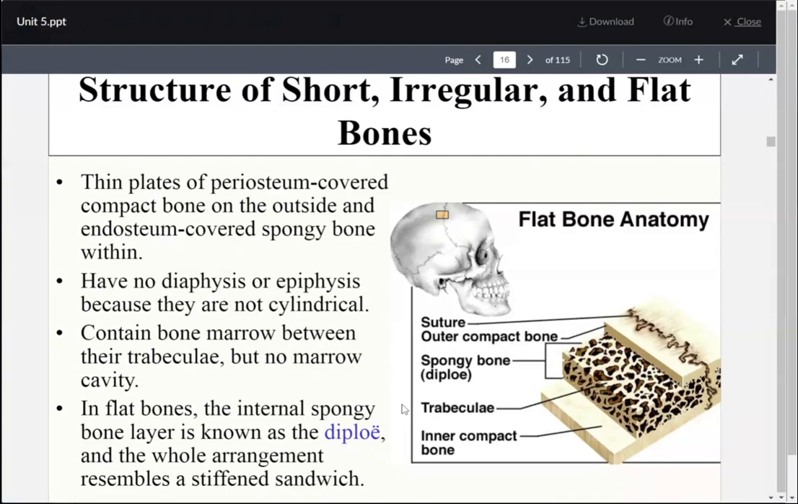In flat bones specifically, the internal spongy bone layer is known as a diploe, and it basically looks like a very stiff sandwich, which is what is shown here.